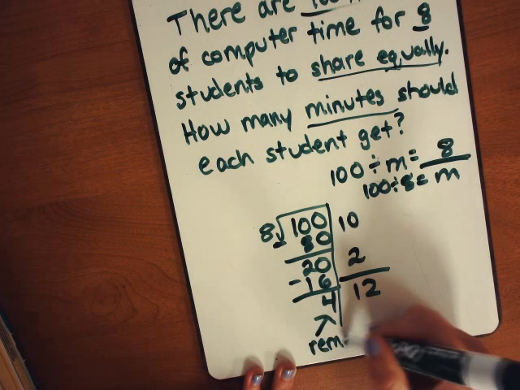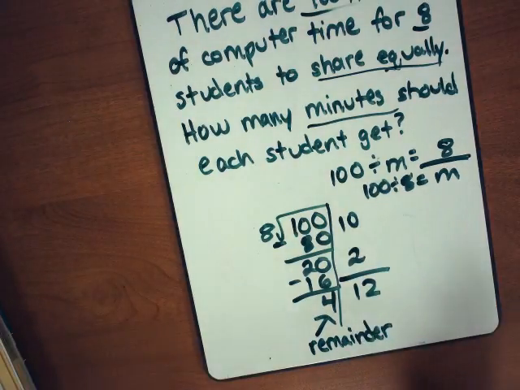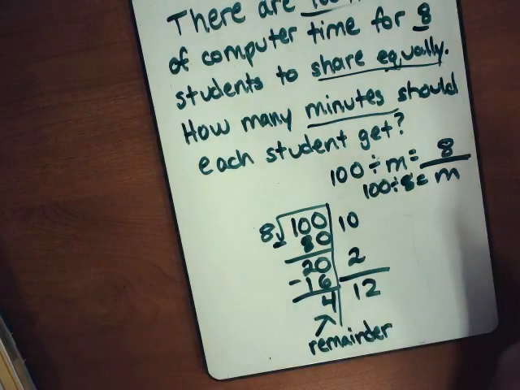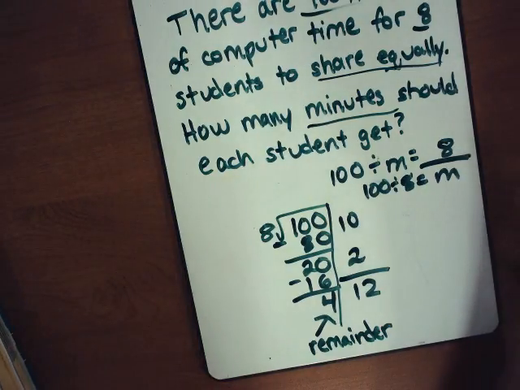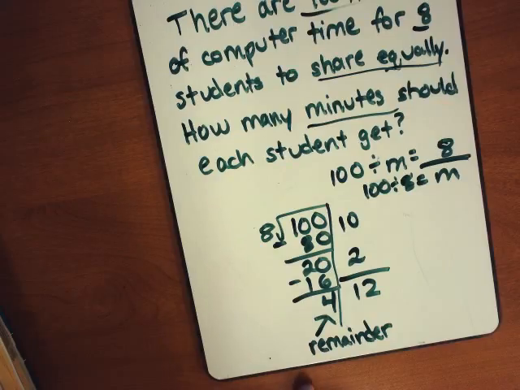So you need to ask yourself, are you going to ignore that? Are you going to round it up, or are you going to report it as a fraction or a decimal right there? Well, in this case, we had 100 minutes of computer time for 8 students to share equally. Each student can have 12 minutes of computer time, and then we've got 4 minutes left to share. So should the 4 be ignored? Well, no. In this case, students would want as much computer time as possible. Therefore, the remainder should be included as part of the answer.